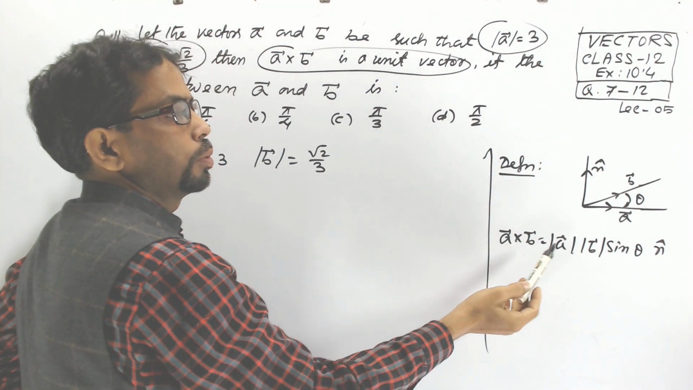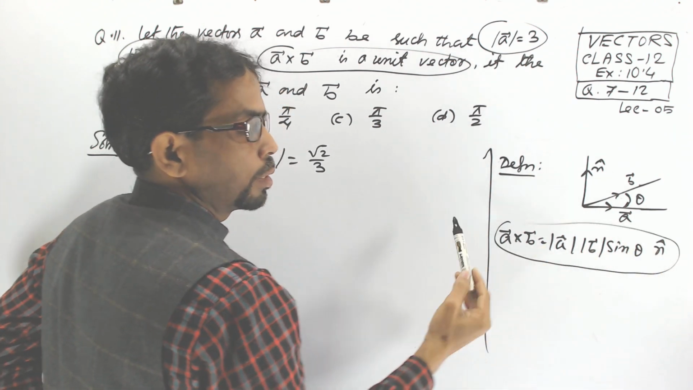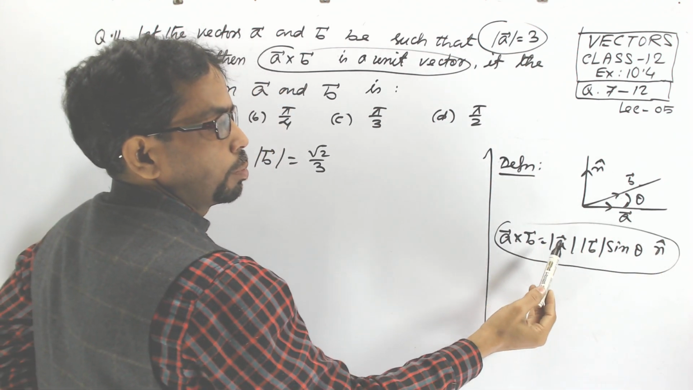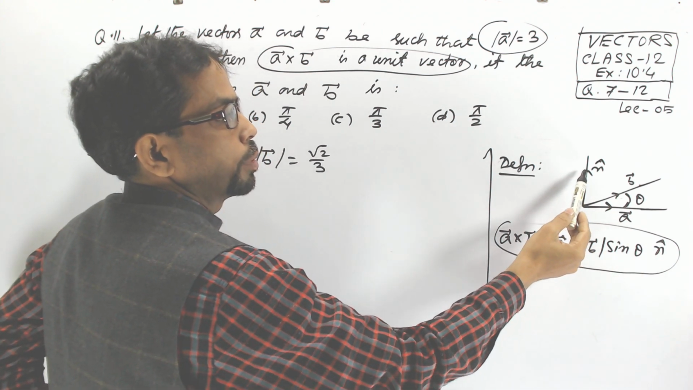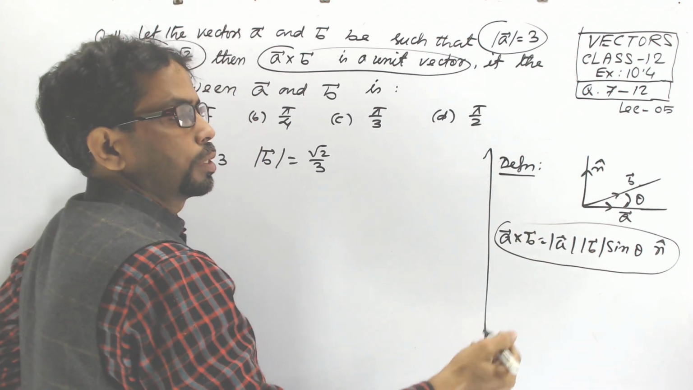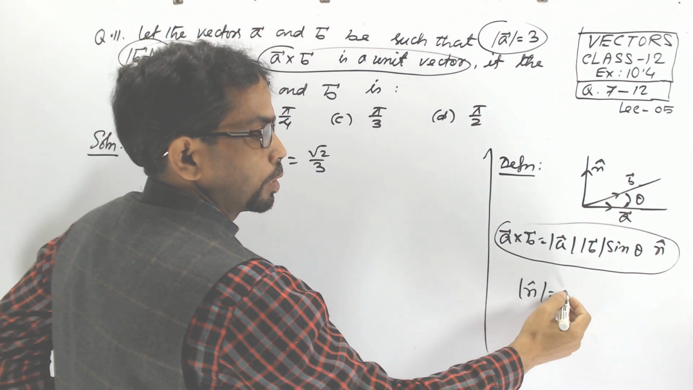Definition of cross product, we know if two vectors A and B making an angle theta, their cross product is given by this definition. A cross B equals magnitude A, magnitude B, sin theta n cap. N cap is a unit vector which is perpendicular to both A and B. These things we have discussed in the past video. Now n cap is a unit vector, and hence its magnitude must be 1.